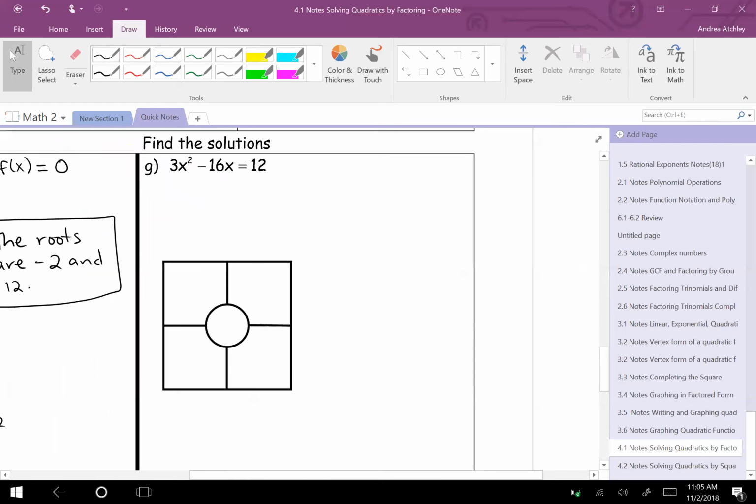Okay, find the solutions. So we're going to solve this. It's the same idea, just going to say it in a different way. You're still going to try and factor it. Before you can factor, you need to set it equal to 0. Right now it's equal to 12. So how do I get rid of the 12?